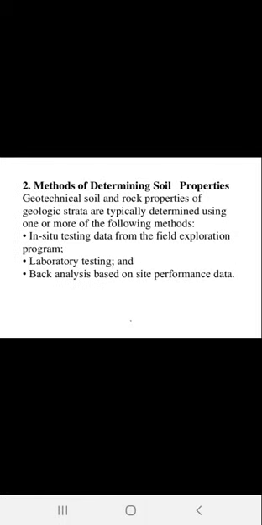So there are various methods of determining the soil properties. The very first one is in situ testing data, where we test in the field, and the second is laboratory testing. In the laboratory testing, first we have to take the sample from the field, and then it is put into the laboratories for the various tests, for a particular time period. And the last is back analysis based on the site performance data.